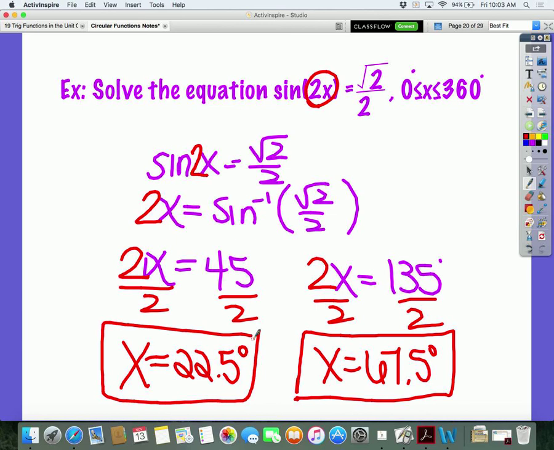And you can always check by plugging in. If I were to plug in 22.5 for x, if I multiply that by 2, that becomes the sine of 45 degrees. Isn't this the y value of 45 degrees root 2 over 2? Same thing, if I plug in 67.5, I multiply by 2, that's the sine of 135. Isn't the y value of 135 square root of 2 over 2?